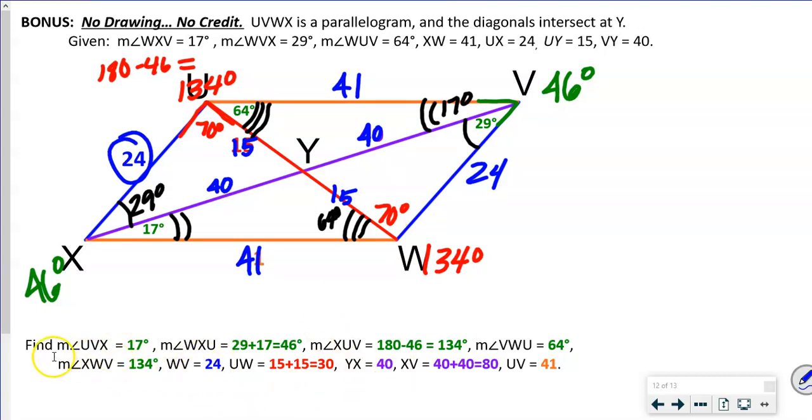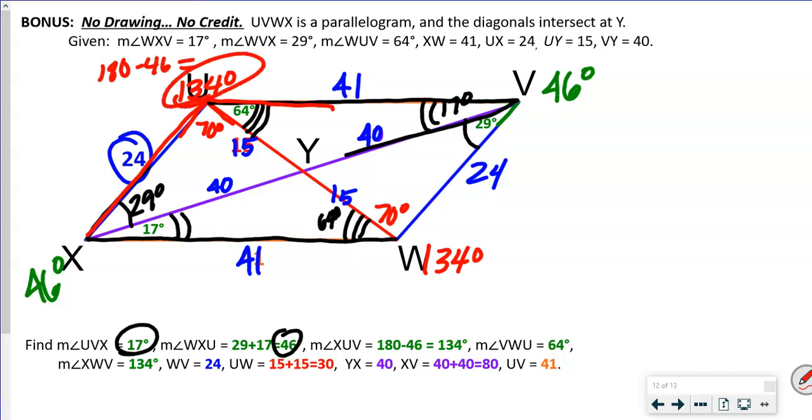So then when we're looking at angles, UVX, I'm going to draw it in black, y'all. UVX is this angle right here, UVX. So that's why it's 17. WXU is the whole angle over here. WXU was 46, and we had to add those two parts to get it. That's why it was 46. XUV is this angle up here, XUV, right? So it's all of that, 134.